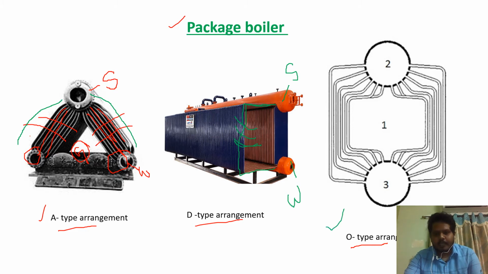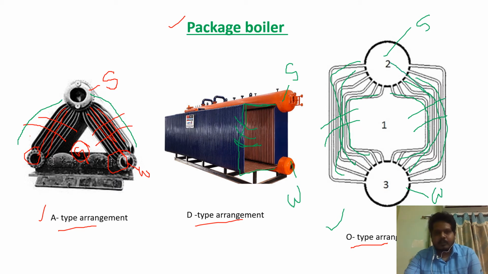The last type is the O-type arrangement. Here there are two drums. This is the steam drum. This one is the water drum. Both the drums are connected with O-shaped tubes. Here you can see these are O-shaped tubes. That's why it is named as an O-type arrangement. Here also there will be a grate. Hot gases flow over the tubes. When hot gas flows over the tubes, the water will be converted into steam. The steam will enter into the steam drum.